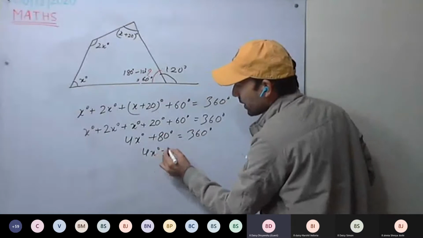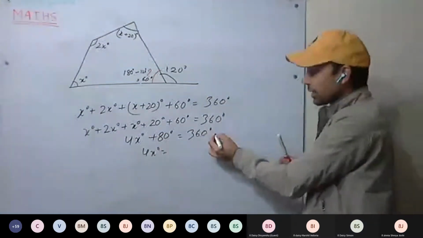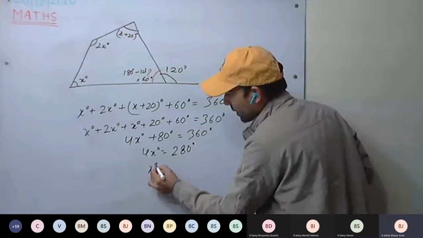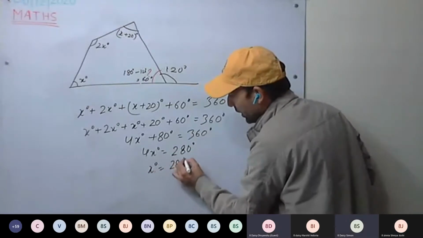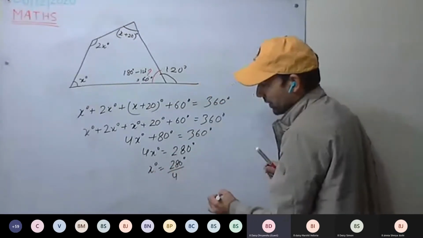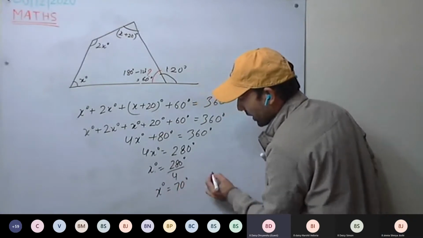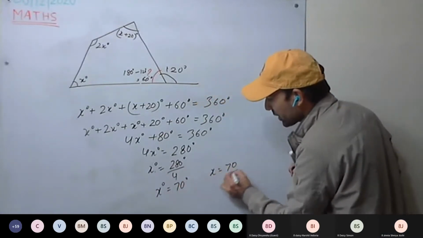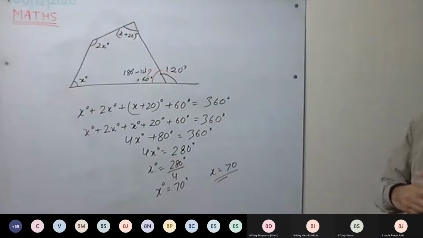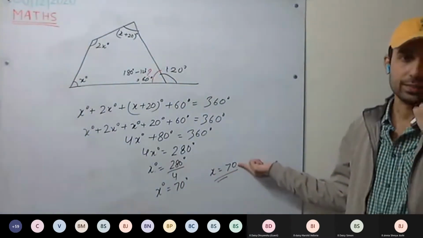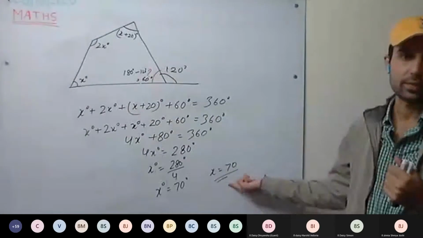4x is equal to 360 minus 80 degrees, 280 degrees. x is equal to 280 degrees divided by 4. So x degree is how much? 70 degrees. x will be how much? 70. This is clear?